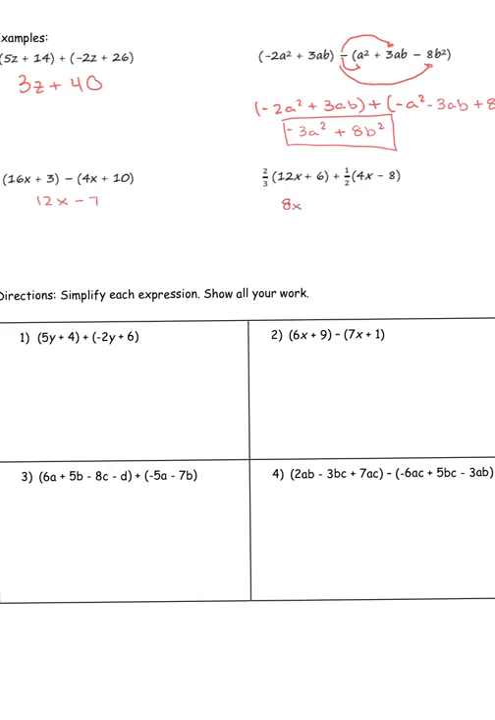Then again, with my 6, I have 2 times 6, which gives me 12. 12 divided by 3 is 4. So plus 4. So there's my first term. Then I have 1/2 being multiplied by 4x, which gives me 2x. And 1/2 being multiplied by a negative 8, which gives me negative 4. And again, we're just simply going through and combining like terms. I have 8x plus 2x, which gives me 10x. And then I have 4 plus a negative 4, which cancels out, and gives me 10x. All right.